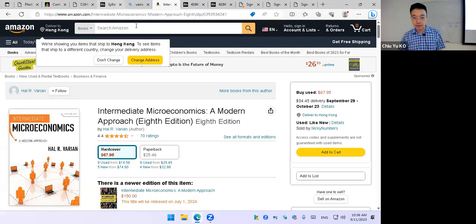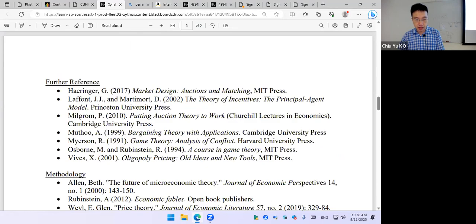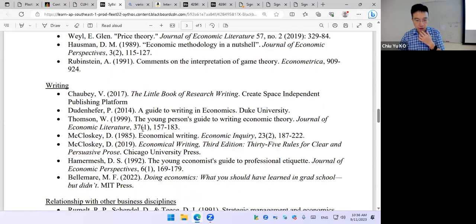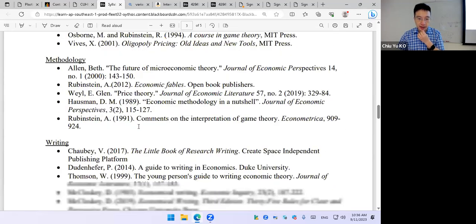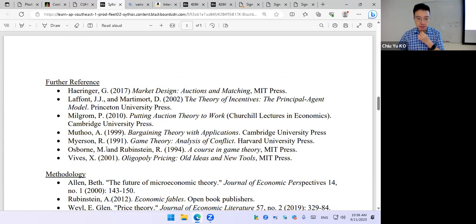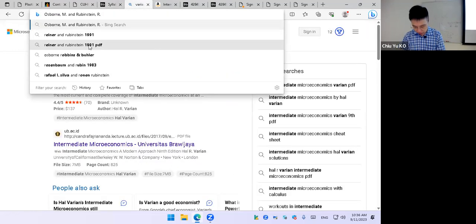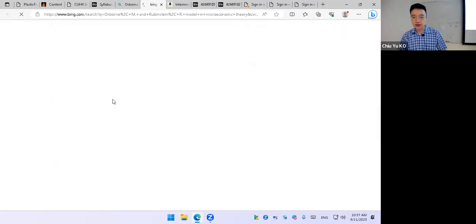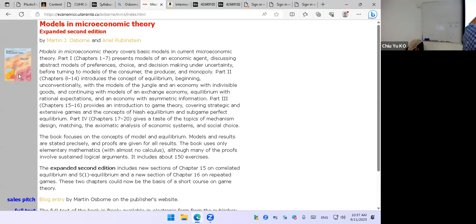And if you want something serious, there's another book by, I think, Osborne and Rubinstein, Models in Microeconomic Theory. This book is also free. You can download it from the internet. It tells you a lot of stuff. It's more intermediate and mathy enough that you can connect it to our class. But if you read Jehle and Reny, that should be fine.